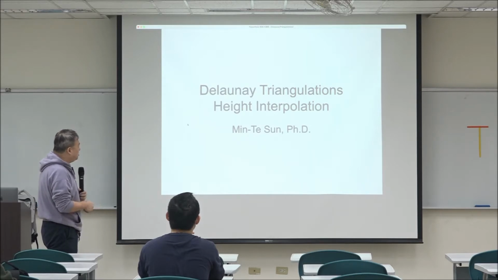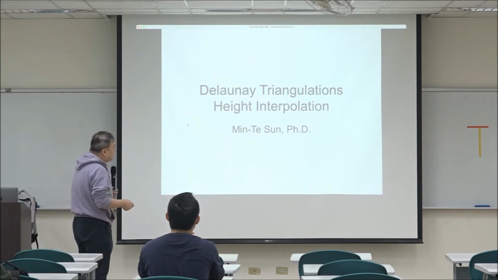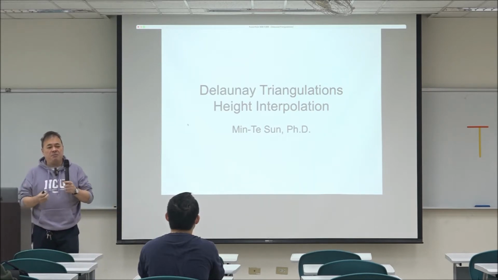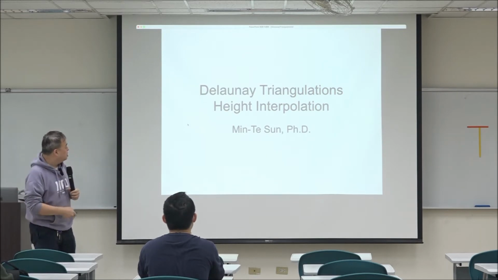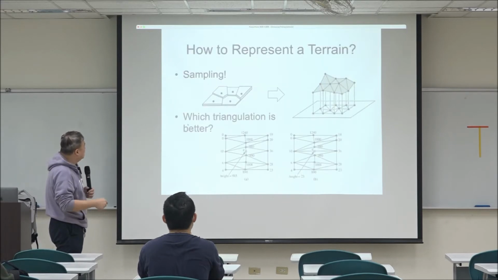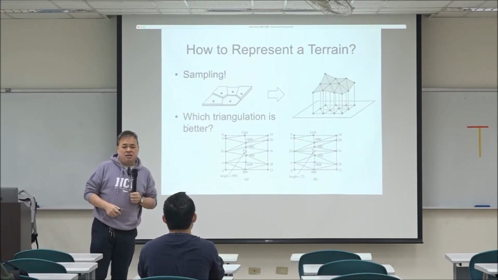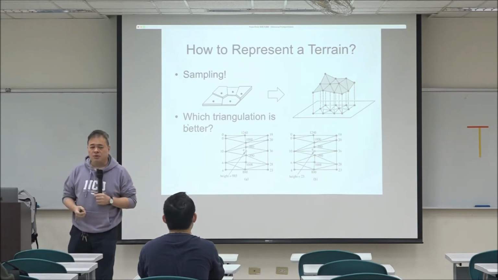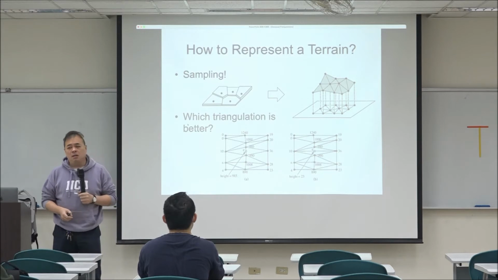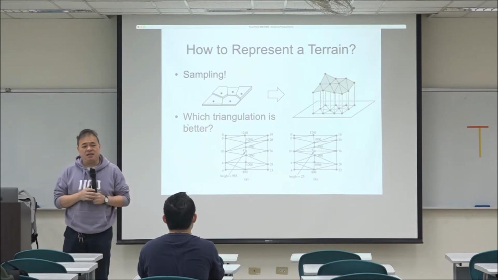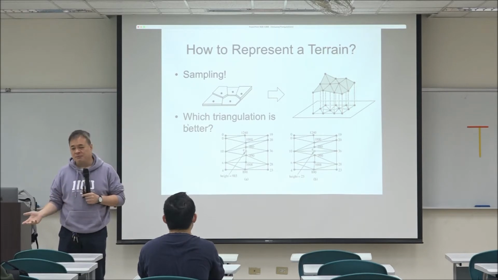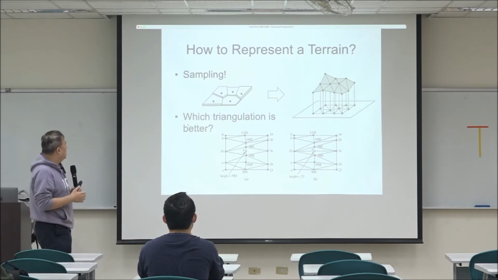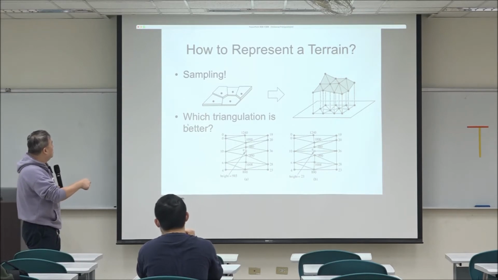The height interpolation. When you have a map, the map will tell you roughly the height of each location, right? But how does the map store that height? Obviously, it cannot obtain the height for every point on the surface. That's just not possible, right? So normally we do it through sampling.